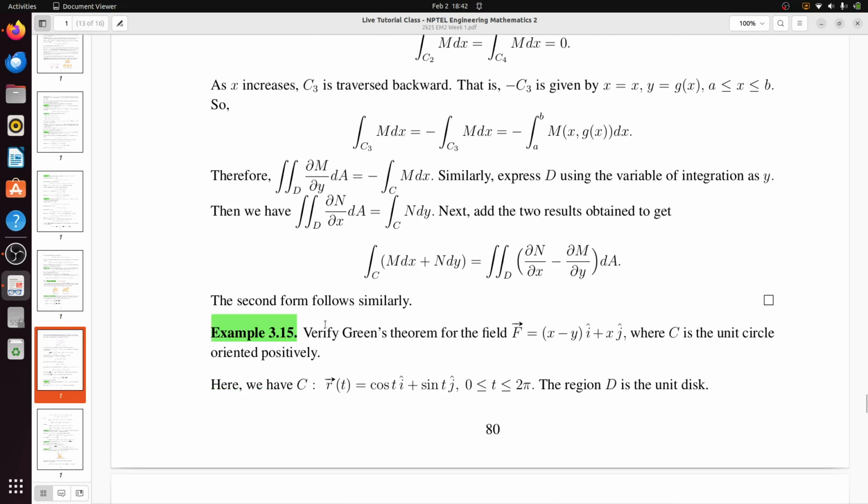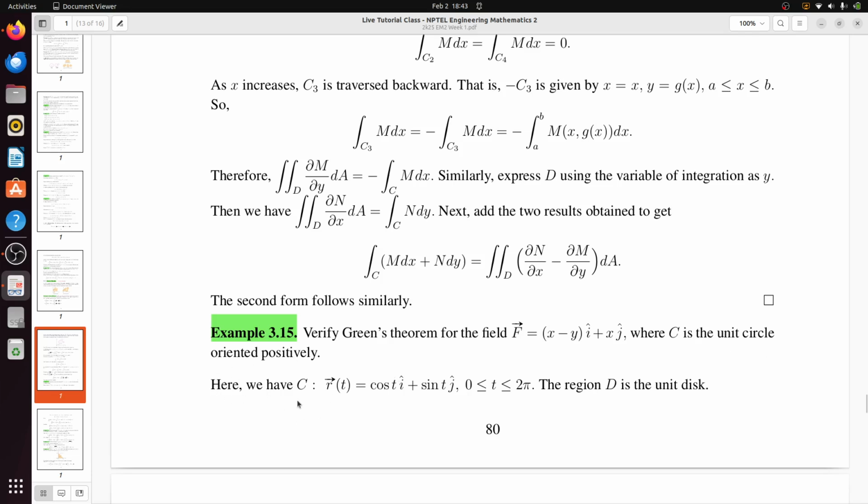So next we will move to the verification part of Green's theorem, that you need to verify Green's theorem for the field. Remember that Green's theorem works for two-dimensional vector fields only. So you have F equal to (x minus y) i cap plus x j cap, where C is a unit circle oriented positively.